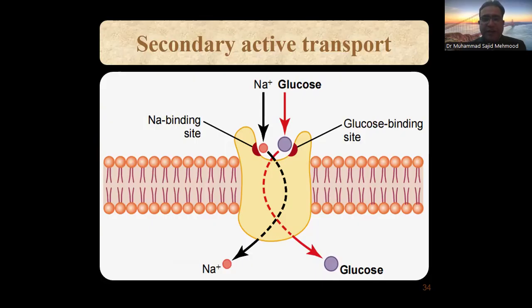This is the diagram representing the sodium ion and glucose molecule binding together on the outside of the receptor, and then they are moving into the cell. Glucose is moving against the concentration gradient and sodium is moving along the concentration gradient.